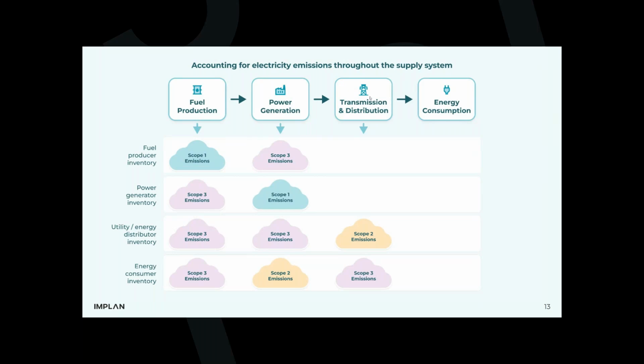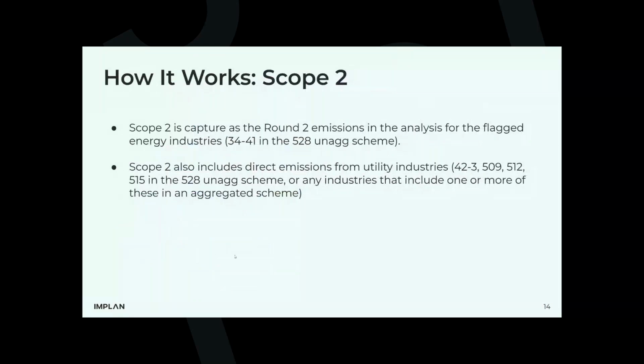So transmission and distribution is essentially a round one purchase in those power series I talked about earlier, and then the power generation is a round two purchase for that energy consumer. So we're isolating that round two impact on emissions from power generation to identify our scope 2 emissions for energy consumers. The transmission and distribution portion and the fuel production are both part of scope 3. So scope 2 is captured as that round two emissions in the analysis for the flagged energy industries.